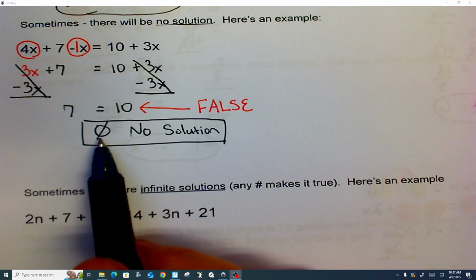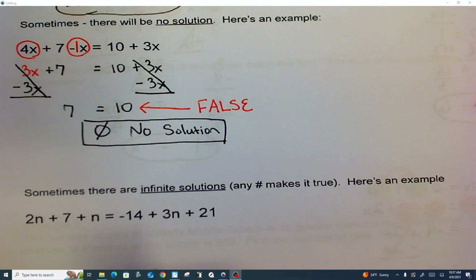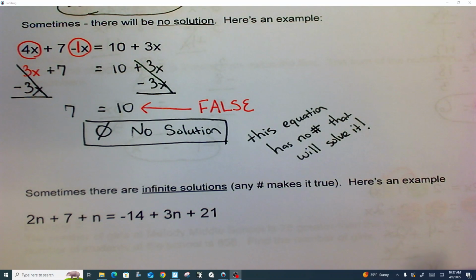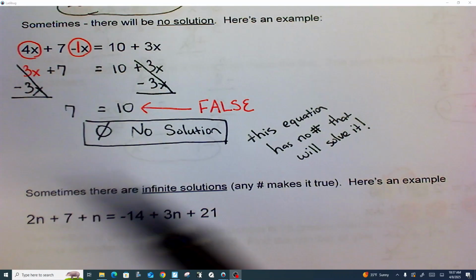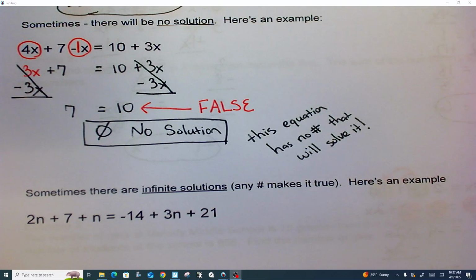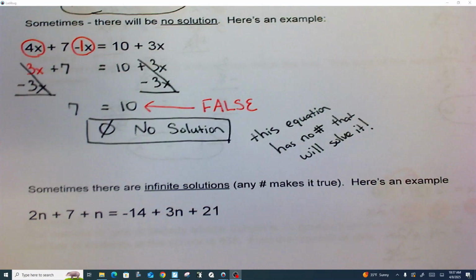And if you want, you can just do the symbol itself, but just make sure that you understand that that means no solution. So because this is a broken equation, there's no number that we can plug in there that will make it true. I don't care what type of number you plug in there, it will not be solvable.